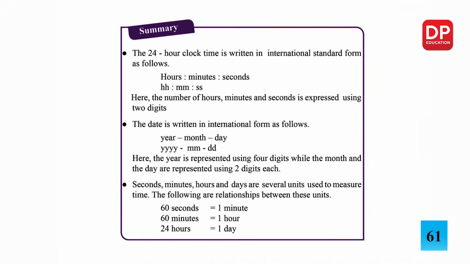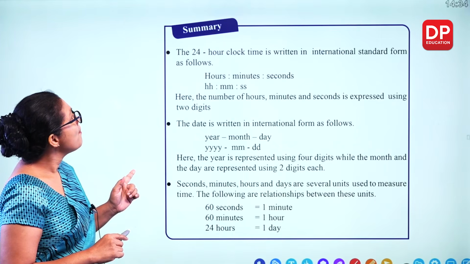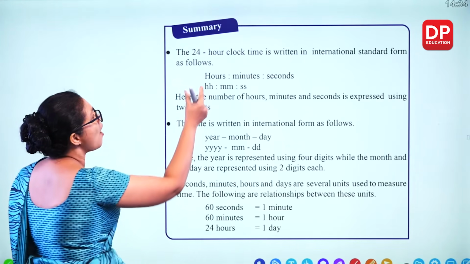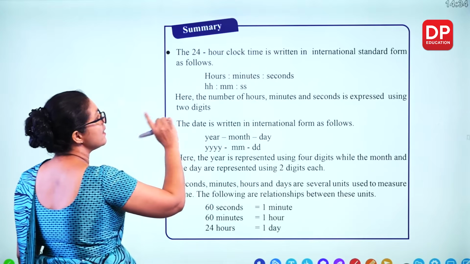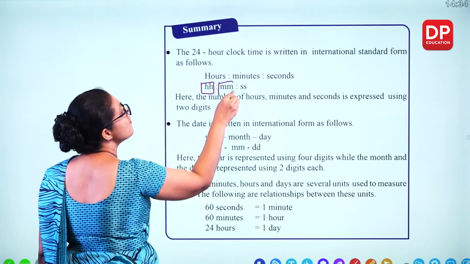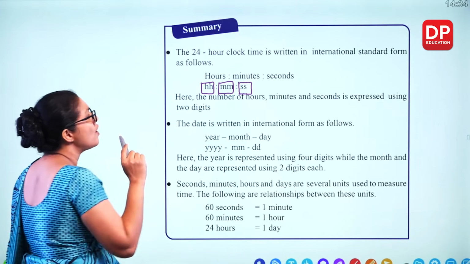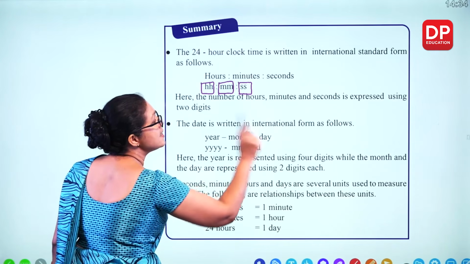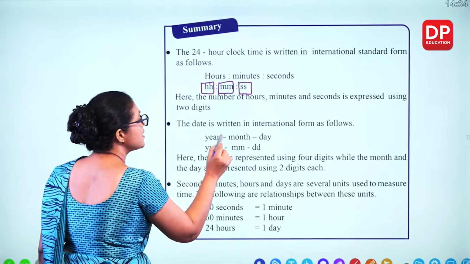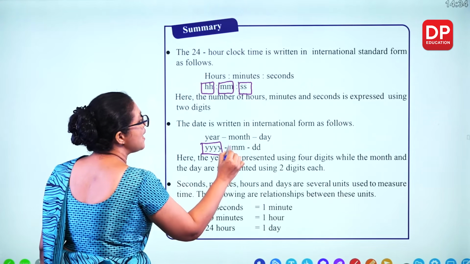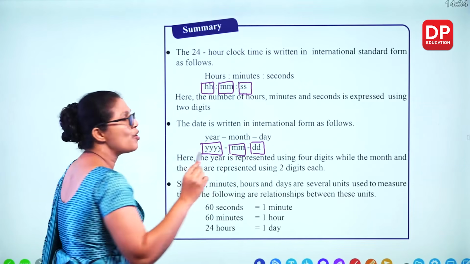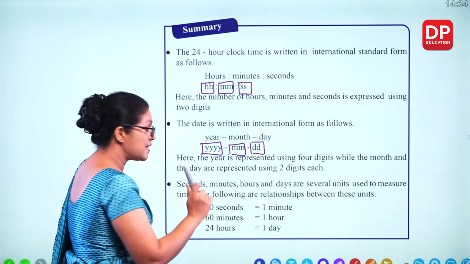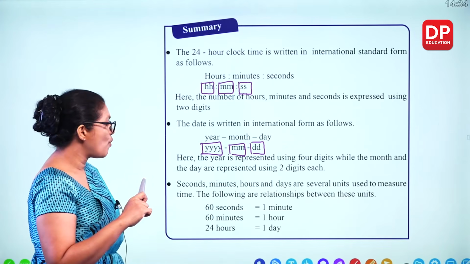So we covered all theory related to time. You need to remember that 24-hour clock time is written in international standard form, hours, minutes and seconds with the colon. Remember 2 digits for hours, 2 digits for minutes and 2 digits for seconds. And the date is written in the international form as follows: year first with 4 digits and then month and day, these two with 2 digits. And remember the conversion: 60 seconds is 1 minute, 60 minutes is 1 hour and 24 hours is 1 day.